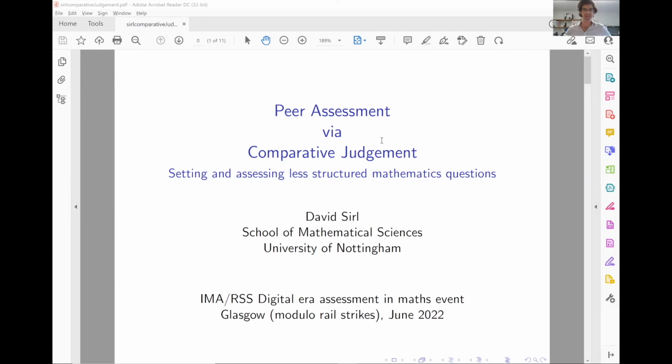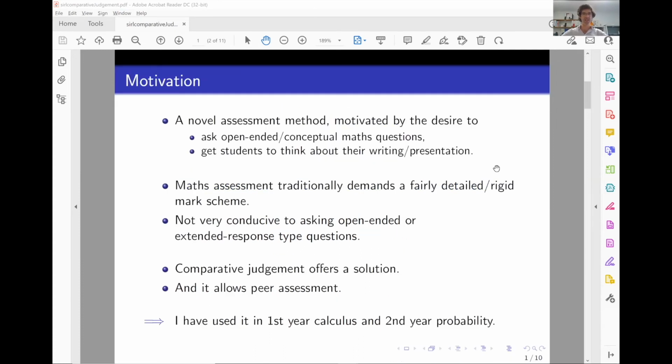It's been a really good day. So yes, I want to talk about peer assessment via comparative judgment. Fortunately, I don't have to say too much about comparative judgment because I think it was the first invited talk this morning. My motivation here is to try to be able to ask more open-ended or conceptual mathematics questions. And I want to get students to think about their writing a little bit as well, which are things that we don't very often get students to do in most, certainly in traditional maths modules and courses.